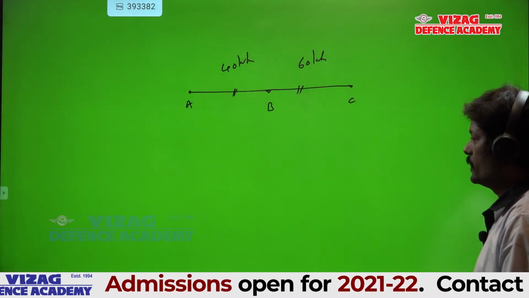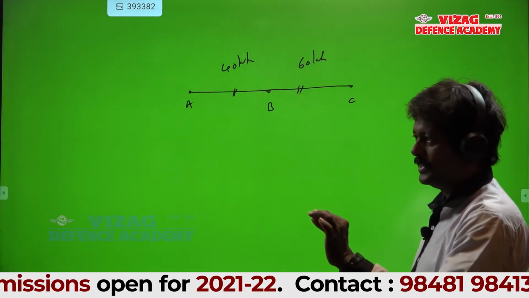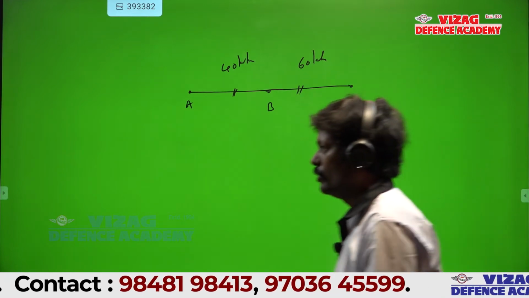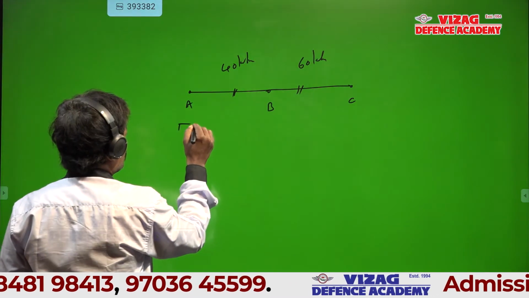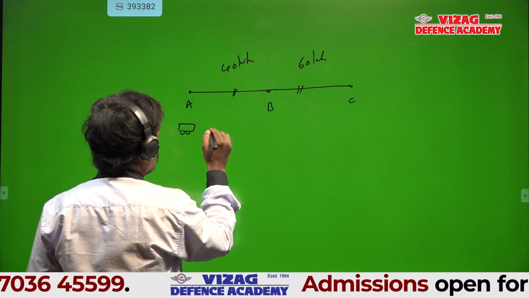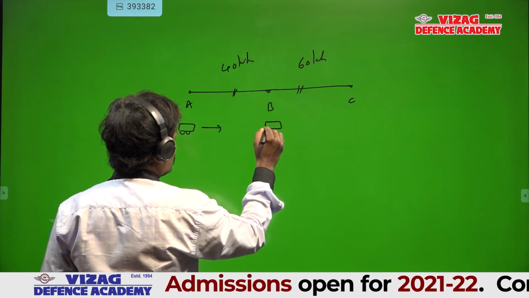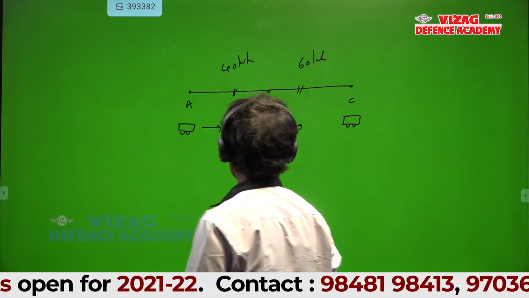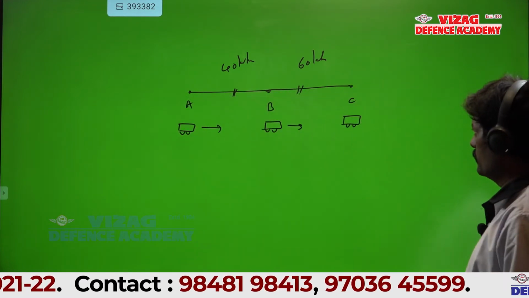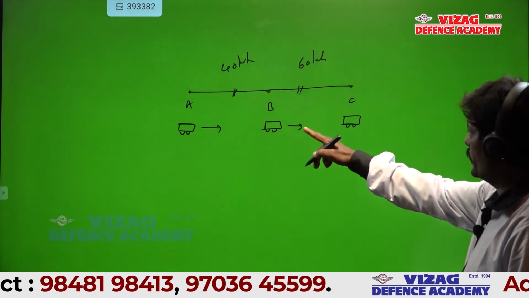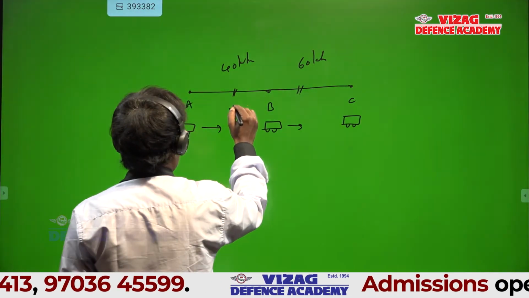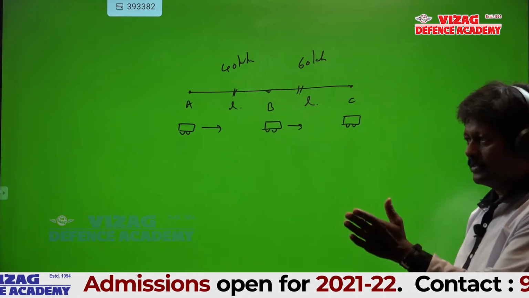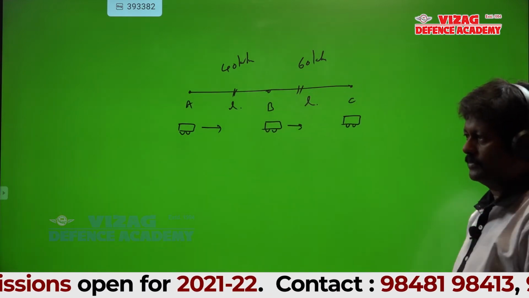Average velocity is not 0. Did the car come back to the initial position? No. Displacement not 0, sir. Now listen, car is here, car is moving forward, car is here, moving forward, car is here. A to B length is L, B to C is also L, same length. AB equal to BC.